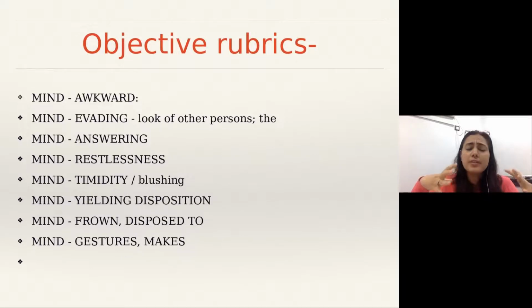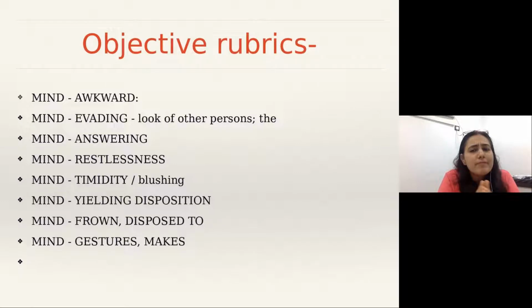What else can you observe in your clinic? Awkwardness, specifically when the patient is doing some tailoring work, stitching, or embroidery work. At that time the patient gets awkward. He's okay otherwise. You have remedies like petroleum, natrum muriaticum, conium, carbo veg, ammonium carb. So these are some of the objective rubrics which you can observe during your case. Very critical part of case taking.